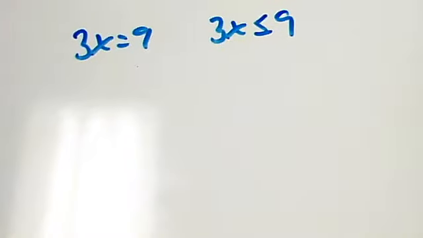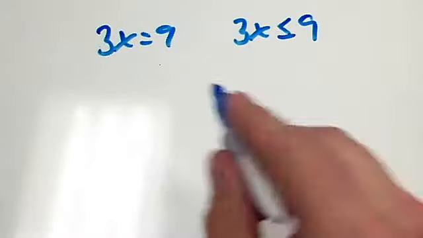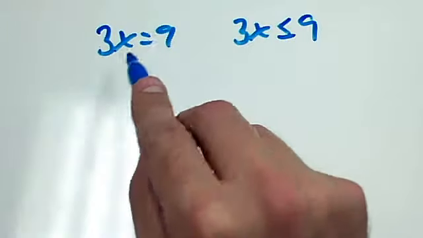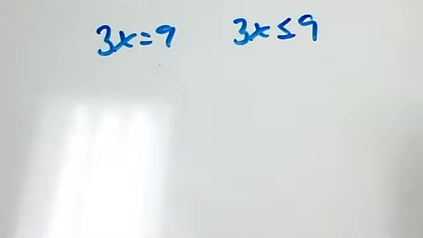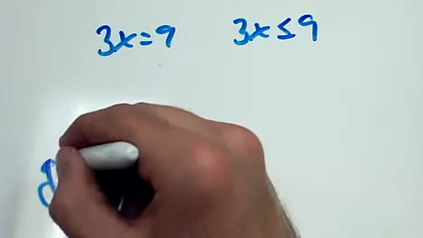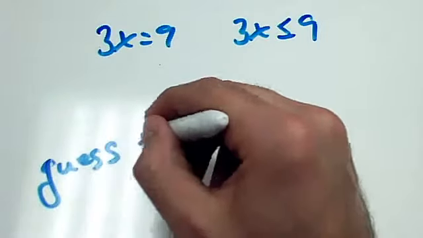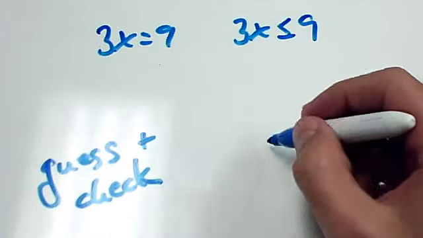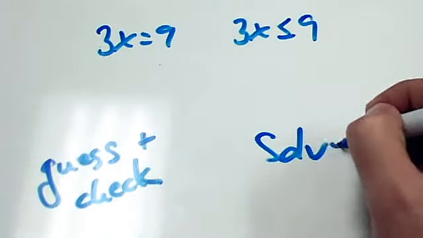Okay, so I have these two statements here. 3x is equal to 9 and 3x is less than or equal to 9. One's an equation, one's an inequality. Let's try and solve those. So let's guess. We'll guess and check first. Guess and check. And then we will actually solve.